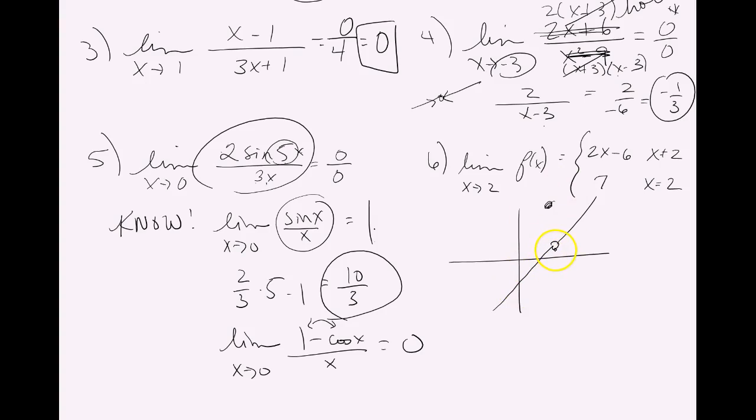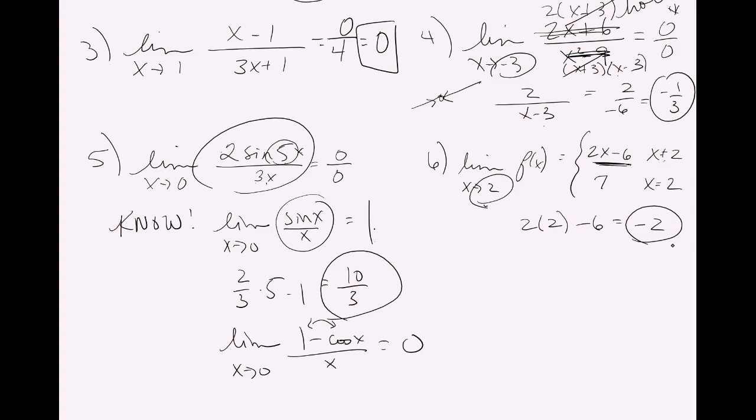Now, is there a limit still at 2? Well, yes, there is, because you're still approaching it from the right and the left. This is just a random point. So to find the actual limit, just take your 2 and plug it into this equation anyways, because even though it's a hole, that's what that's telling you, you can still know where you're supposed to be approaching. And in this case, it is -2.